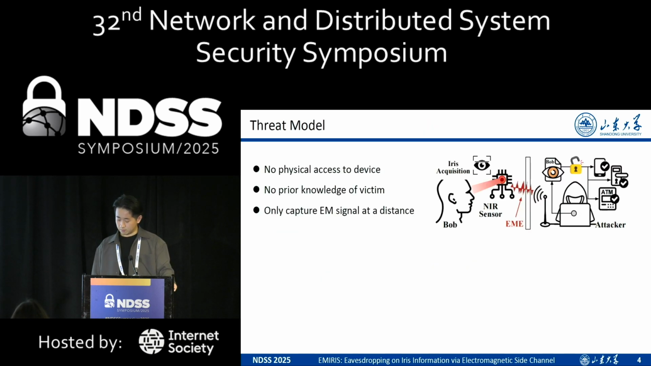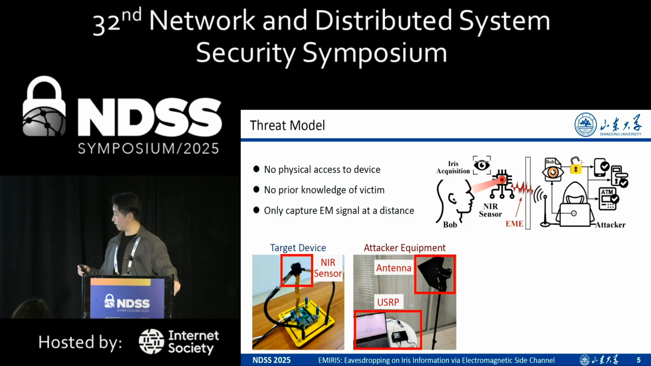Based on this background, we propose our threat model. As shown here, an attacker places the receiving antenna to capture EM emissions from the near-infrared sensor while scanning iris from the victim. In this scenario, the attacker has no physical access to the device and has no prior knowledge of the victim and can only capture EM signals at a distance.